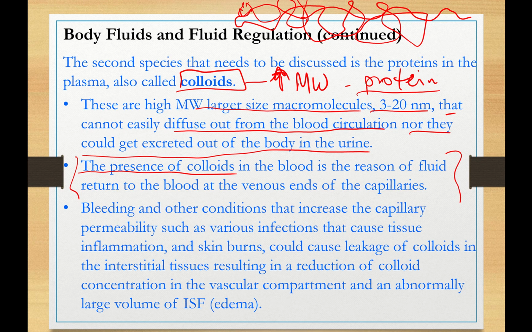And because of their capacity to get hydrated, they have the capacity to sorb water out of the cells and out of the interstitial fluids and increase the volume of the blood. Now here I have cited some of the conditions that can cause a reduction of protein concentration in the blood.